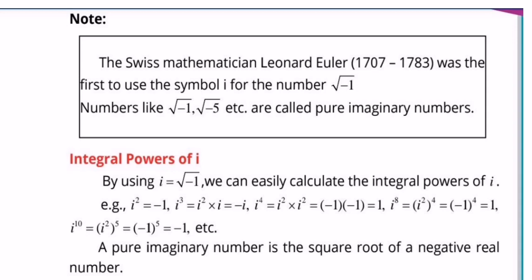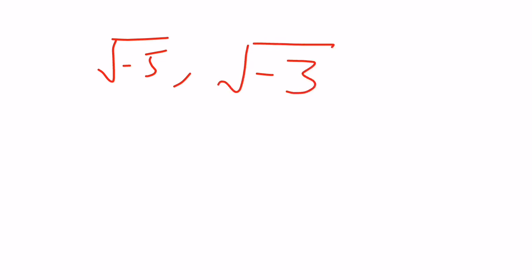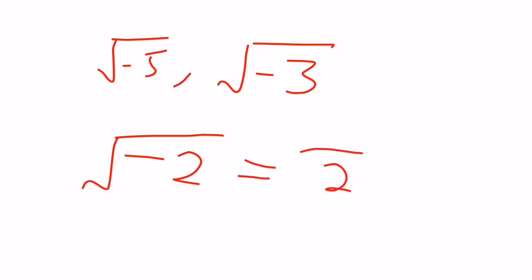A pure imaginary number is the square root of a negative number. If we take the square root of minus 5, this is a pure imaginary number. Square root of minus 3 is a purely imaginary number. Square root of minus 2 is a purely imaginary number, because this is equal to square root 2 iota. This is equal to square root 3 iota.